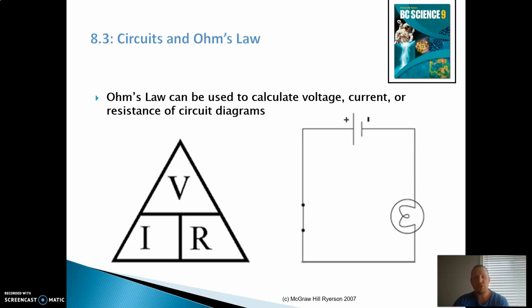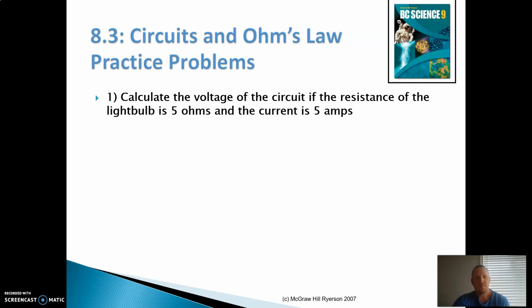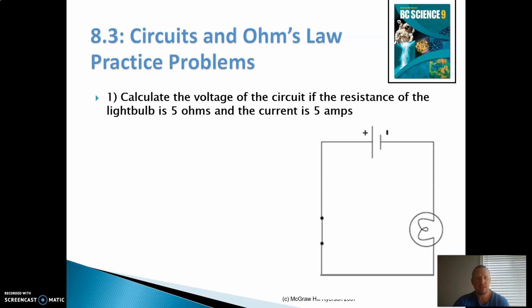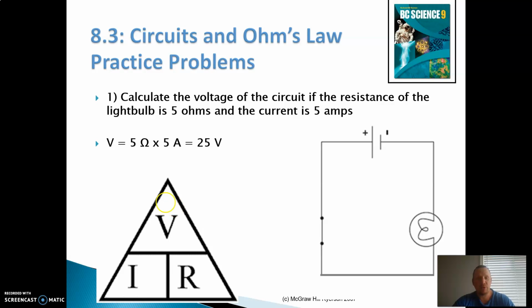Now, Ohm's law can be used in real life circuits to calculate the values we want to calculate. So we'll do a couple more practice problems. Calculate the voltage of the circuit if the resistance of the light bulb is 5 ohms and the current is 5 amps. We can't do this one on the PhET simulator, but we could calculate it. We know to calculate voltage, we cover up V, so it's current times resistance. So it's 5 ohms times 5 amps, 25 volts.